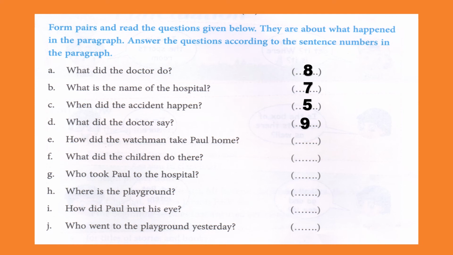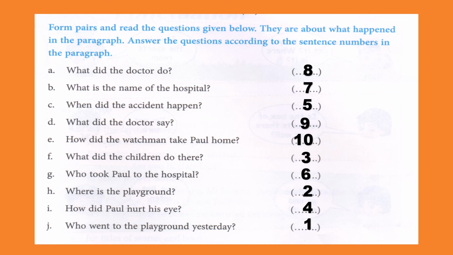E. How did the watchman take Paul home? 10th one, that is the last sentence. The watchman took Paul home in a taxi. F. What did the children do there? 3. They played football in the ground. G. Who took Paul to the hospital? 6th sentence. The watchman took Paul to the hospital. H. Where is the playground? Second sentence, the playground is near their school. I. How did Paul hurt his eye? Fourth sentence, while playing, Paul hurt his left eye. J. Who went to the playground yesterday? First sentence, Suzanne, Paul and Ramesh went to the playground yesterday.